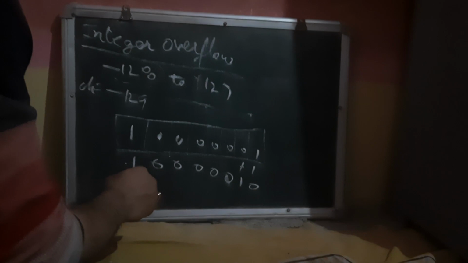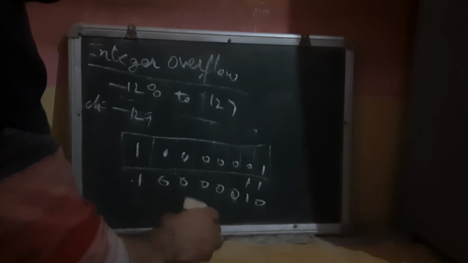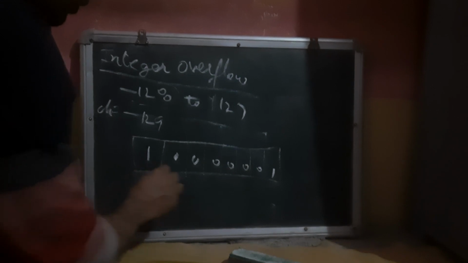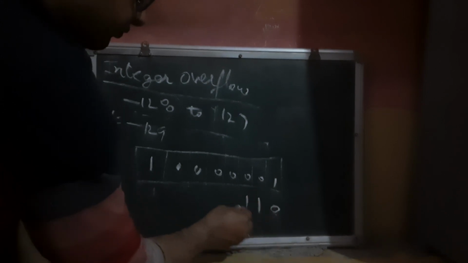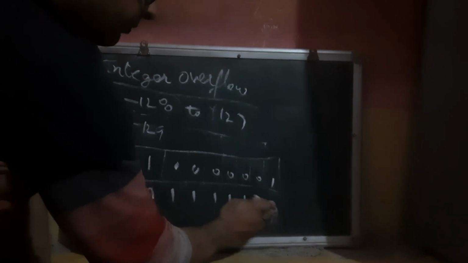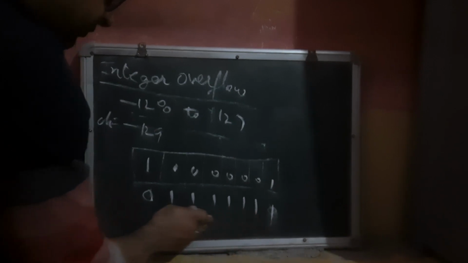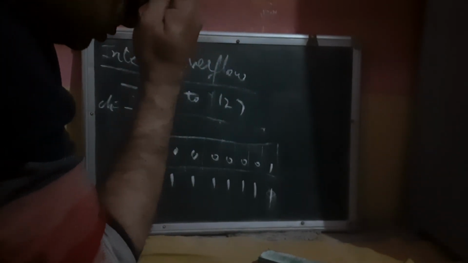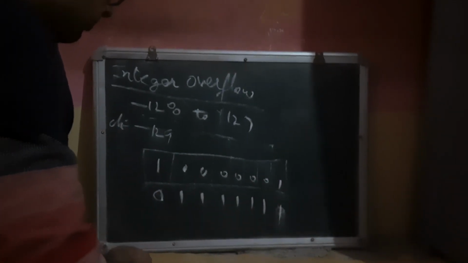We have written 129, this is minus 129, let us correct it. This is the magnitude of 129. First take the one's complement of it, it will be 0 1 1 1 1 1 1 0. Now add 1 to it, it will make it 1, and it will remain 1 1 1 0. Now this will be the representation of minus 129.